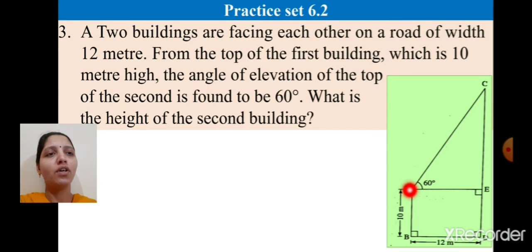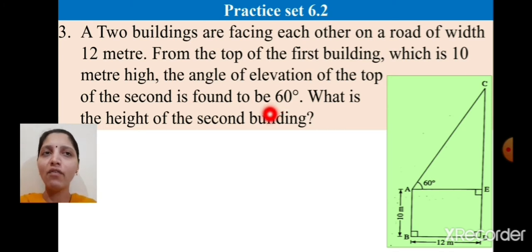So here you have to draw two buildings. AB is the first building and CD is the second building. Now the width of the road is 12 meters, so the length of BD will be 12 meters. That you have to mention in the diagram. From the top of the first building, which is 10 meters high, the angle of elevation of the top of the second is found to be 60 degrees.